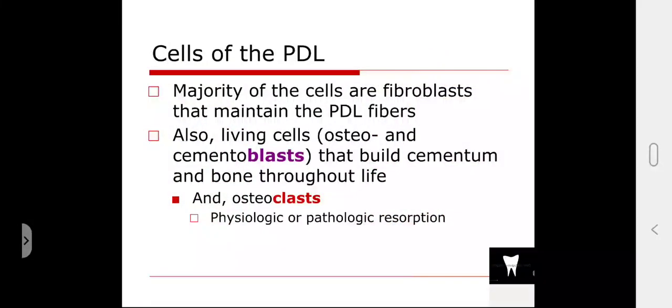But those fiber groups, there's fiber groups that are involved with that. The cells of the PDL, the majority of the cells are fibroblasts that maintain the PDL fibers. Also living cells, such as the osteoblasts and cementoblasts that build cementum and bone through life, okay? Then there's also osteoclasts. When they're in there, there's pathologic resorption.